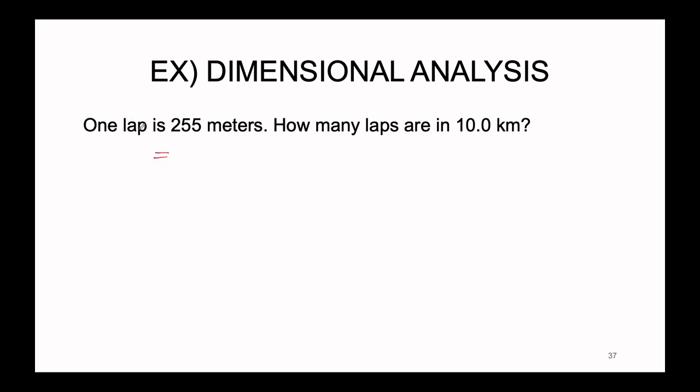On the left-hand side, we are told that one lap is 255 meters. And here, it appears as though we have the precursor of potentially being able to set up a conversion factor. The question is, which side do we want to divide by the other? Well, that can be answered by the following sentence. The question is, how many laps are there in 10 kilometers? All right, so we have some distance information. It's not exactly a meter. We have a kilometer. Specifically, we have 10 kilometers.